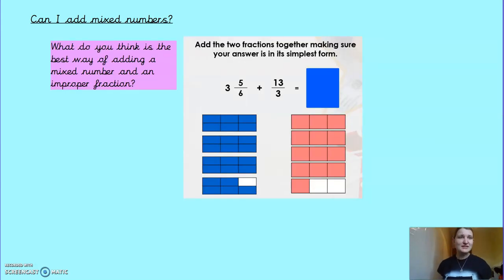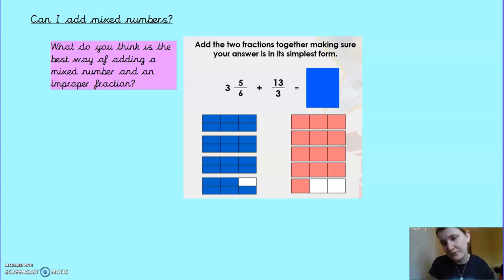So, as I mentioned, today we are going to be adding mixed numbers. Very similar to what we've been doing with adding fractions, just a couple of extra steps. If you have a look at my question on the board here, on my screen, I've got 3 5/6 add 13/3. And I've drawn a little bar model there to help you. Okay, so what do you think? How would you go about adding those two numbers together? And how could you make sure your answer was in the simplest form?